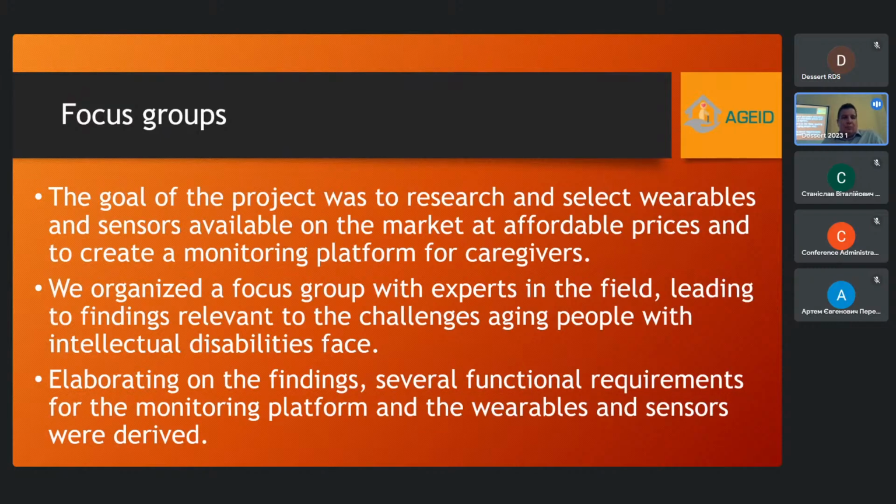We had in mind that there are such wearables and sensor devices in the IoT field, and we organized focus groups with experts from this organization all over Greece. We discussed the problems that senior people with intellectual disabilities face. Elaborating the results of this focus group, their needs and the challenges they face in everyday life, we tried to match these needs with data from wearable devices and sensors in the market.